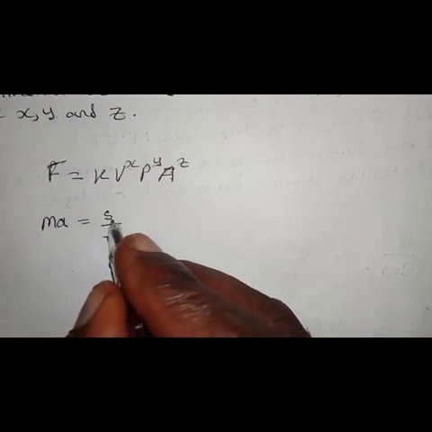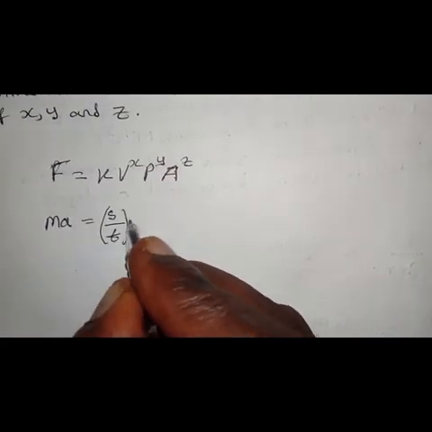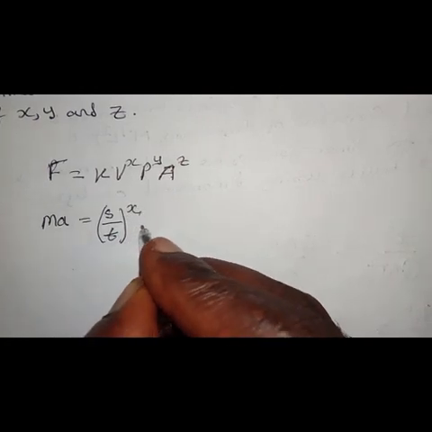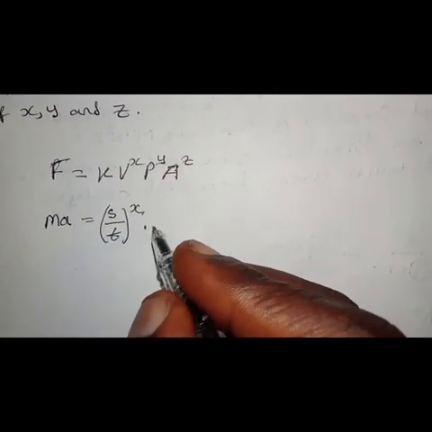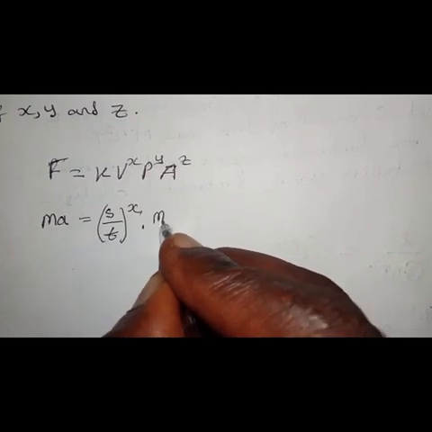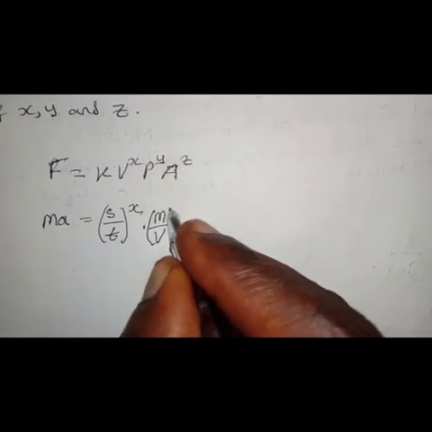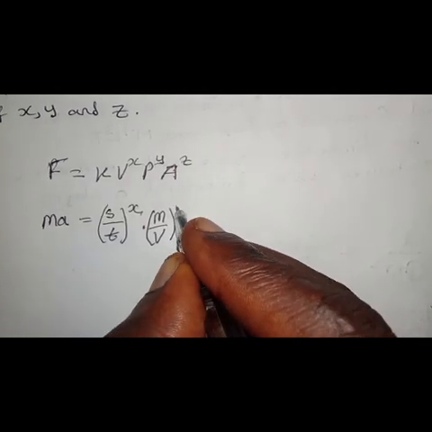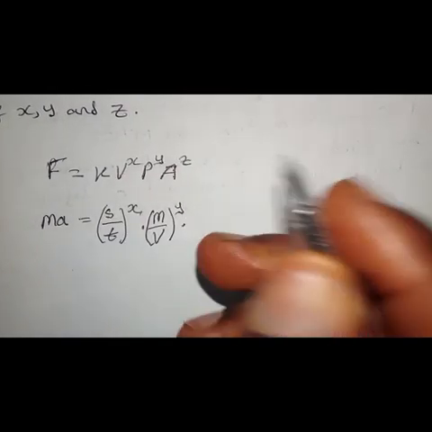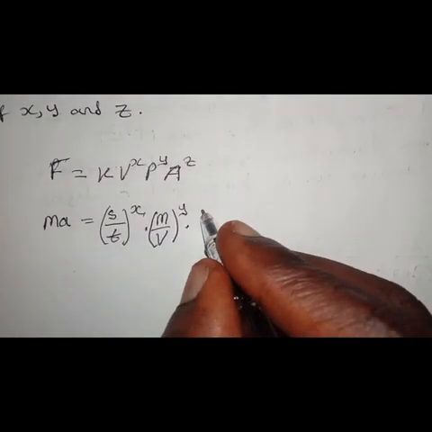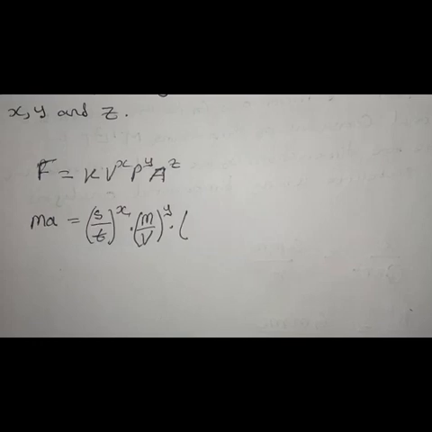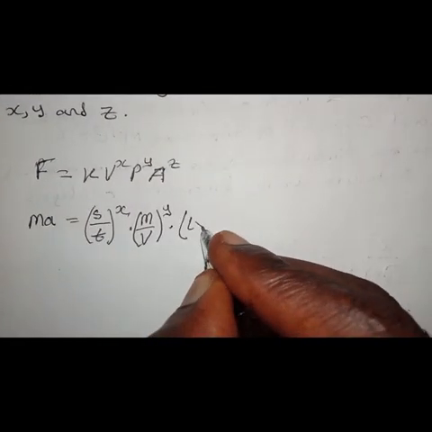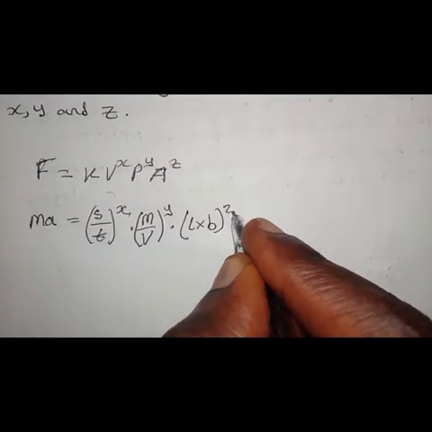So we use S to represent the displacement, displacement over time raised to power x. ρ here stands for density. Density is mass over volume, so we use m over v to represent it, raised to power y. And then A is area. We can say area of anything. Area of a rectangle is length times breadth, so we use length times breadth to represent it, raised to power z.